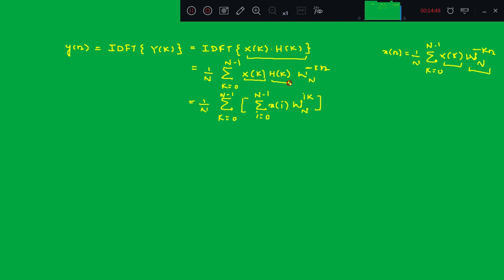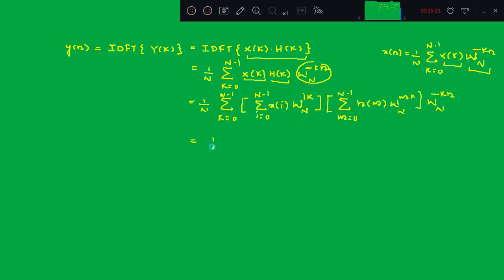Similarly I will write the DFT H of k as a summation, and here I will take one more index, m equal to 0 to N minus 1, and here it is h of m. In place of n I have taken m, so this becomes m into k, which is multiplied by this factor, that is W_N to the power minus nk, right? After that we'll simplify this one.